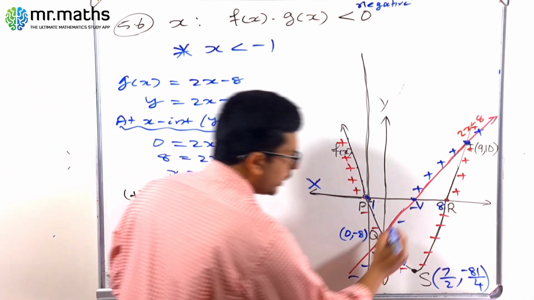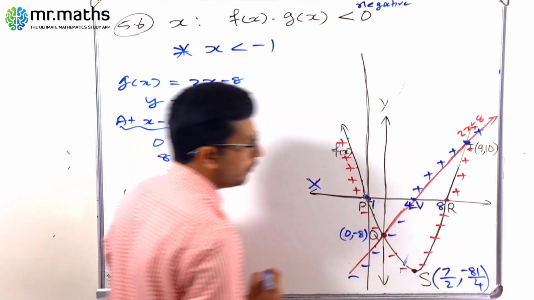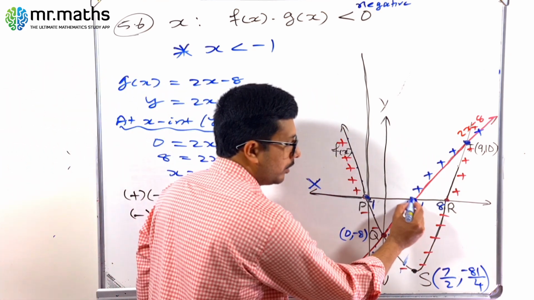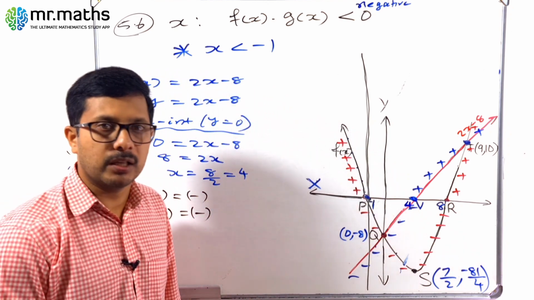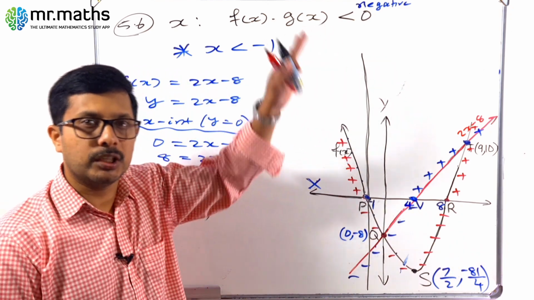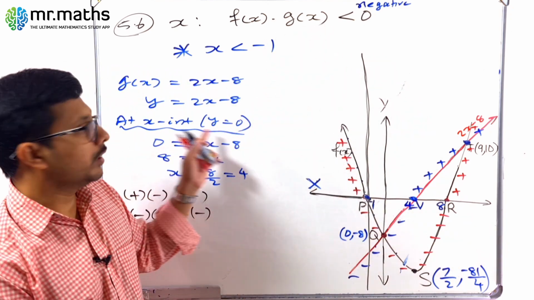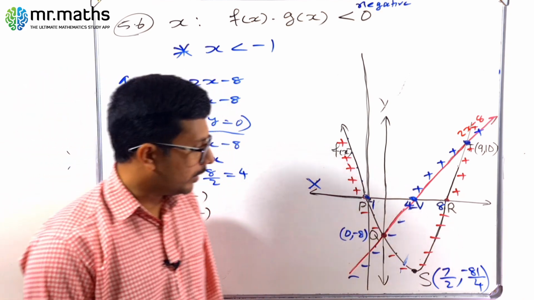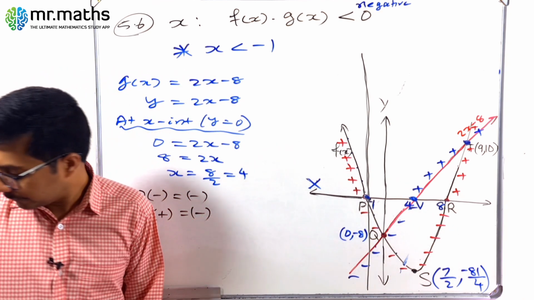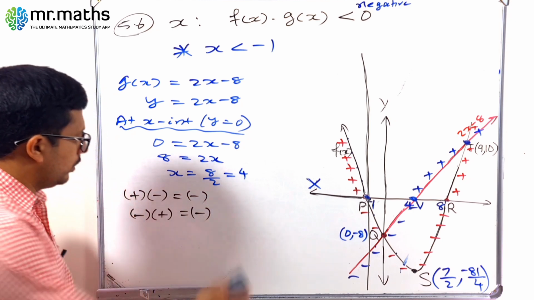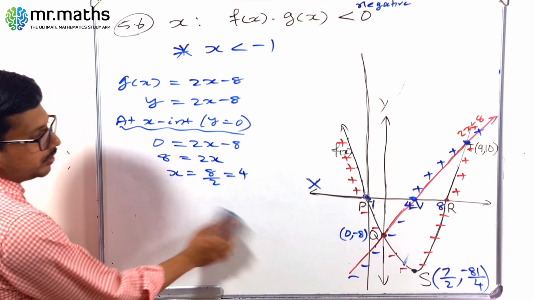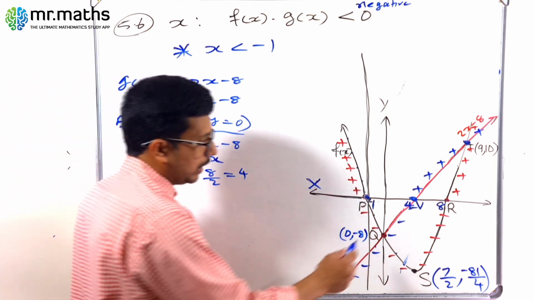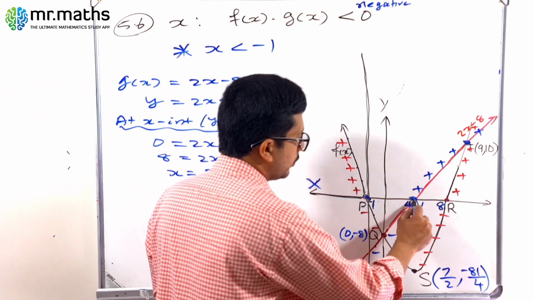So it means that here the value of x is 4. At this point the value of x is 4. That is the x-intercept of g of x. That is why I tried to find the x-intercept. So here I got the value of x as 4. Now let's come back to our question. Now look at this one. After this 4, let me draw a big line through 4.